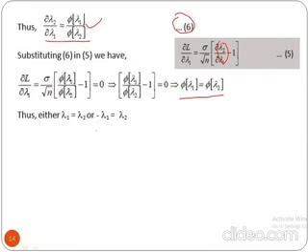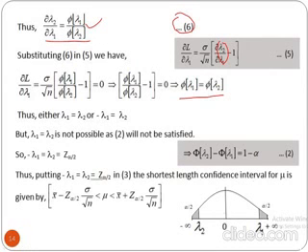Now this may happen only in two cases, as you can see here: either lambda 1 is equal to lambda 2 or lambda 1 equal to minus lambda 2, because here we are dealing with a standard normal distribution, which is a symmetrical distribution, and since it is symmetrical, these are the 2 points where the equality holds.